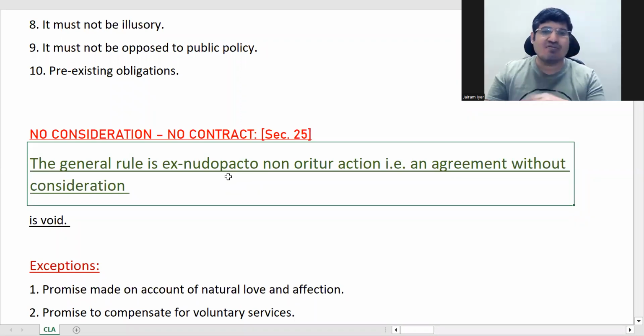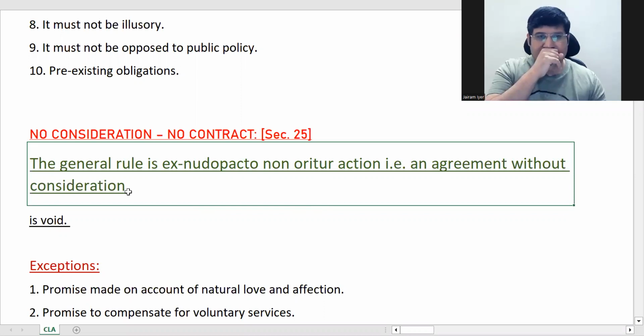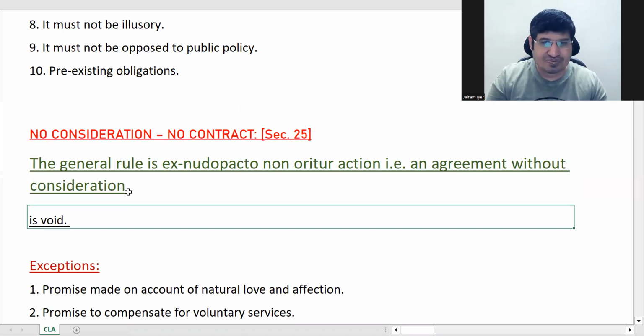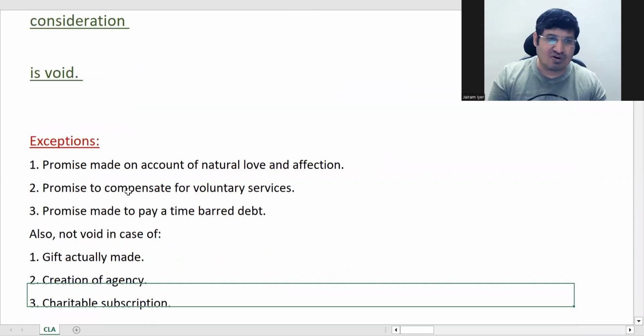This is the first one you are seeing, so as we go ahead, I'll just tell you that. Just remember it. As such, you don't have to learn this entire thing. Any specific word, for example, ex nudo. It is there here, it will not be there in others. Like that, you can remember. This word means agreement without consideration. Fine. So agreement without consideration is void. No consideration, no contract.